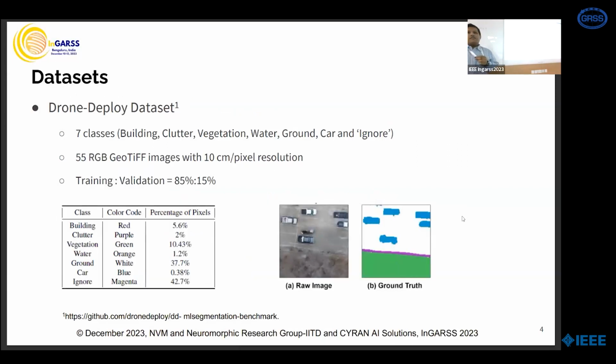So for this study, the drone deployed data set has 7 classes, including building. It has 55 RGB images at 10 centimeters resolution. It also had elevation, but for the study, we only considered the RGB. The training and validation was divided into 85 and 15 percent.